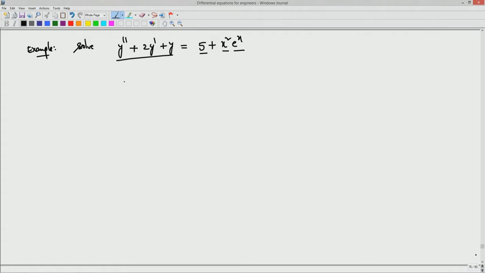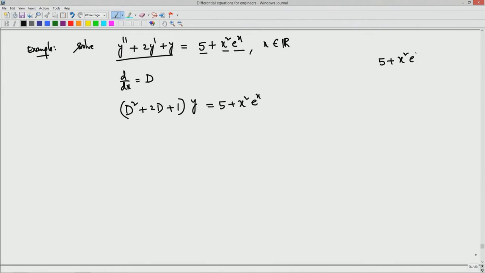So, you can rewrite. Let us write d/dx as D. If you represent this as D, I can write D square as d square by dx square. So, D square plus 2D plus 1 acting on y equals 5 plus x square e power x. Here x is in all of R, nothing is given, so it is on the whole real line. So, I want to annihilate 5 plus x square e power x.